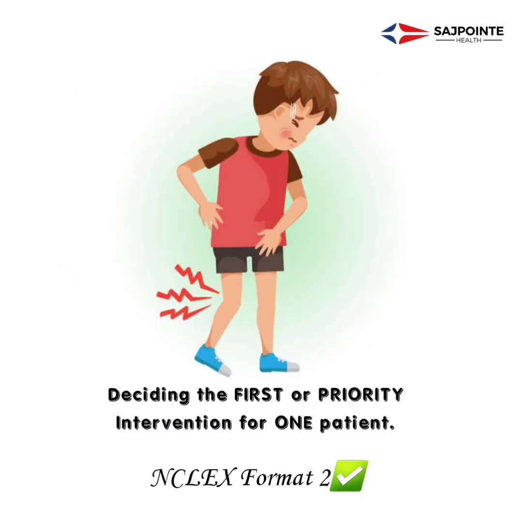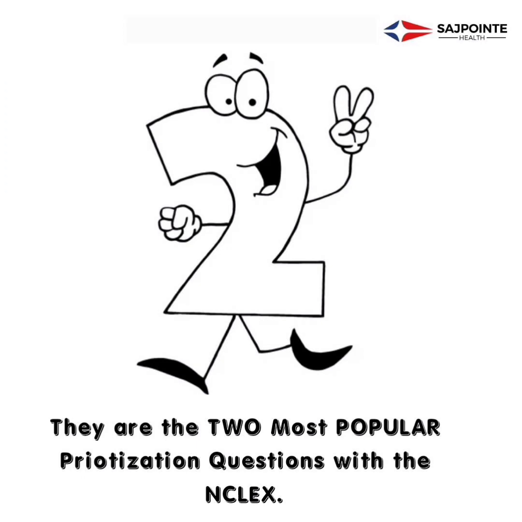Or you can be given just one patient. Keyword here again is one. This is not a group of patients this time, but one patient with a particular disease condition, and you're given a number of interventions in the options of that question, and you're asked, which one would you go for as your first intervention? Which one would you go for as your priority intervention?